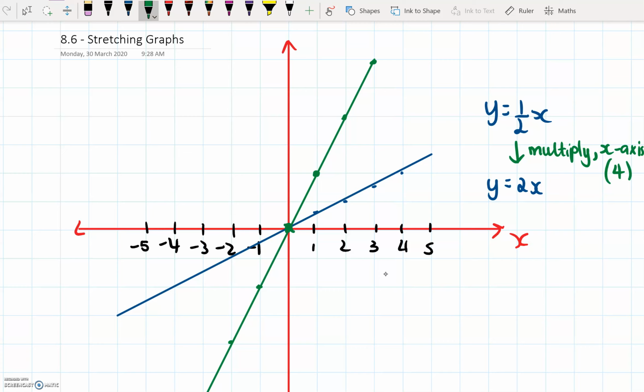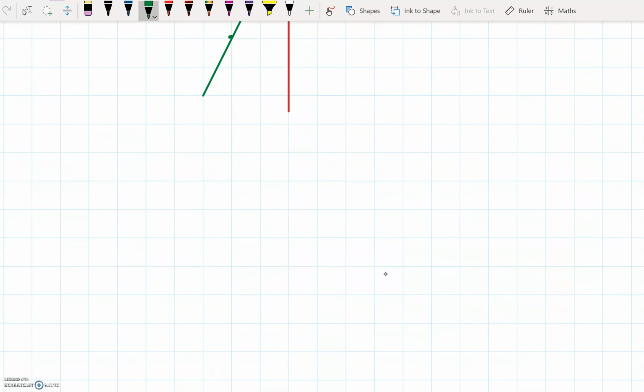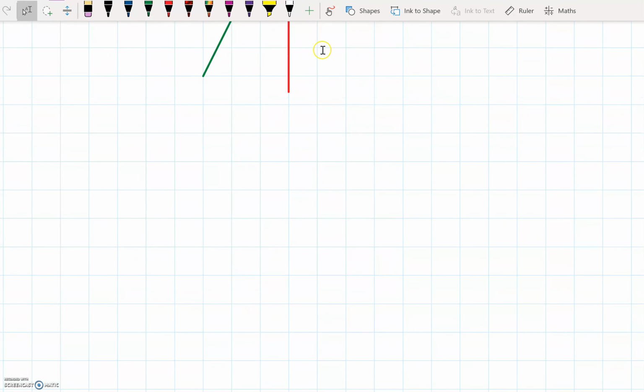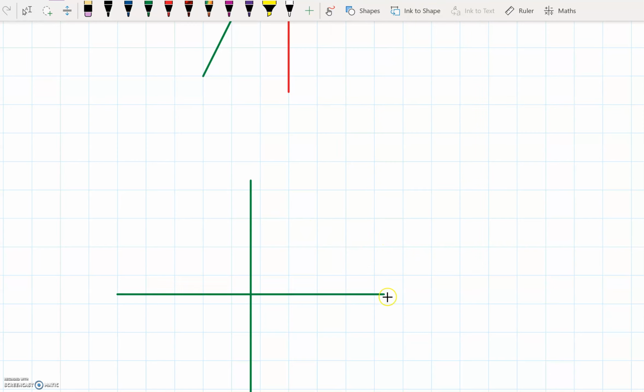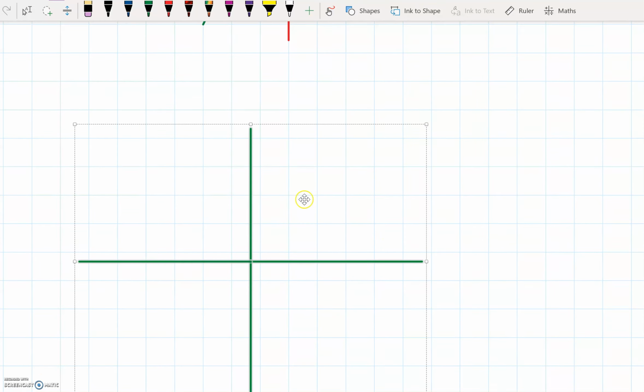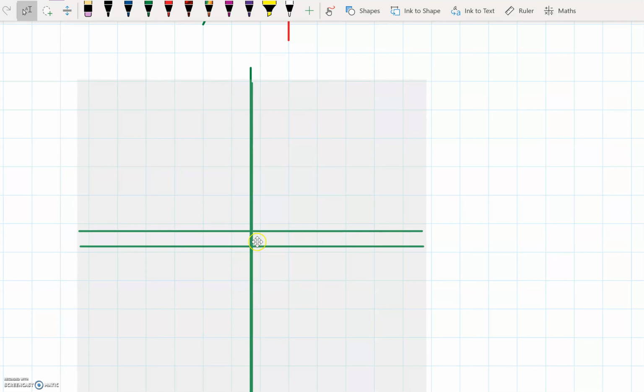Now this is something that you will need for next year as well, so it's something that we do want you to understand quite well. All right, let's try another one. This time I want to look at a quadratic function, because that's what we're working with at the moment, isn't it?